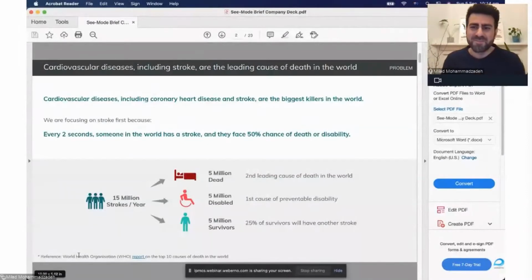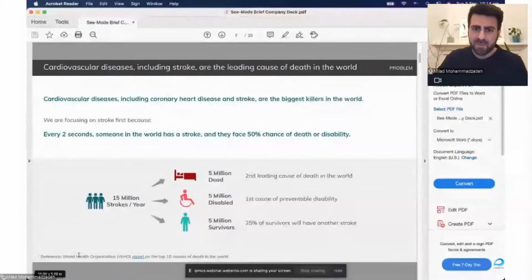Among all of this sad news, there is a piece of great news, which is if we can predict a stroke, we can do something about it and we can prevent it. And this is exactly the type of problem that we're trying to solve.